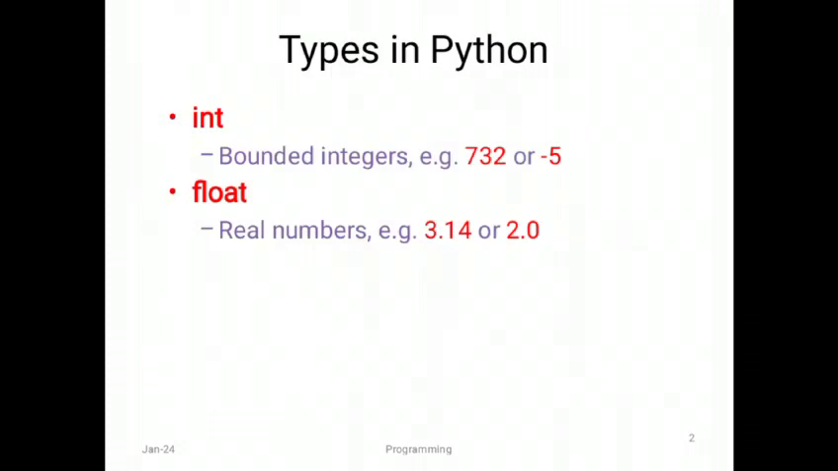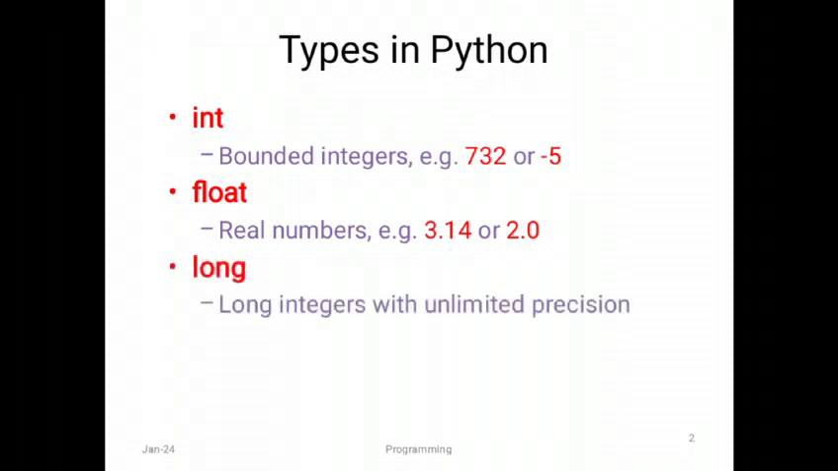Then the types in Python. The types in Python are int, that is the integer data type; float, which is real numbers with point values; long, which is long integers with unlimited precision; and str. Str is strings, that is hello, C, or any other alphabets or combination of characters.